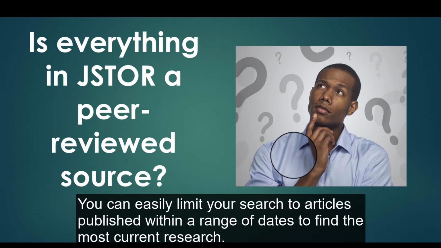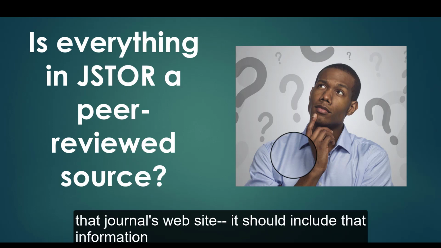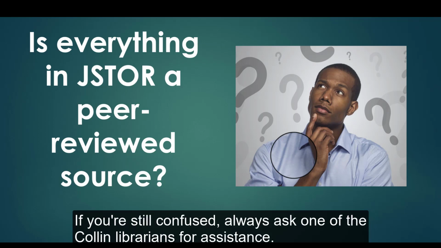You can easily limit your search to articles published within a range of dates to find the most current research. And if you're needing to know whether a journal is indeed peer-reviewed, you can take a look at that journal's website. It should include that information for authors who want to submit their article for publication there. And if you're still confused, always ask one of the Collin librarians for assistance.